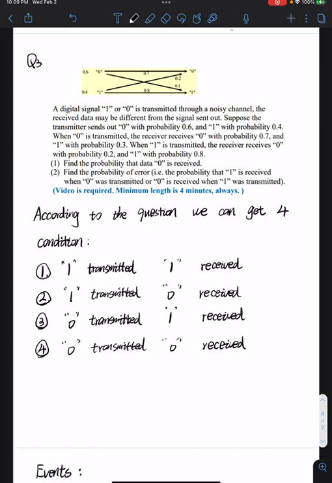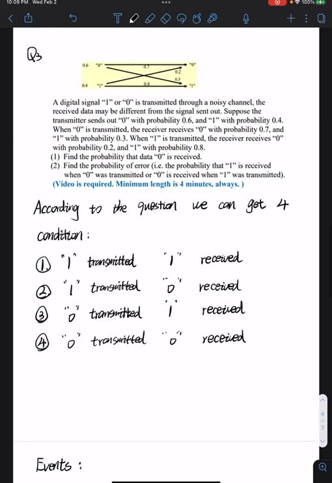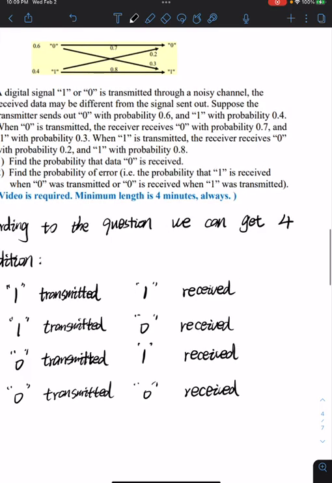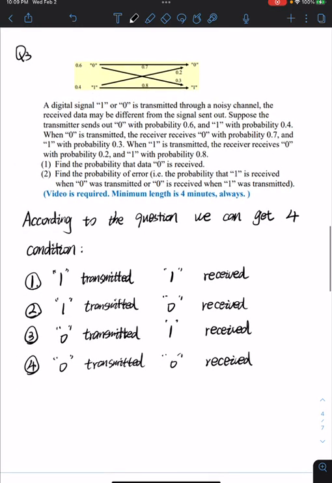According to the question, we can see that we have four conditions. First, one is transmitted and one is received. Second, one is transmitted but zero is received. And then, zero is transmitted and zero is received, and zero is transmitted but one is received.